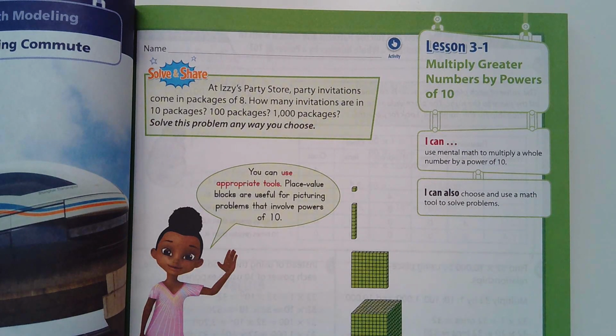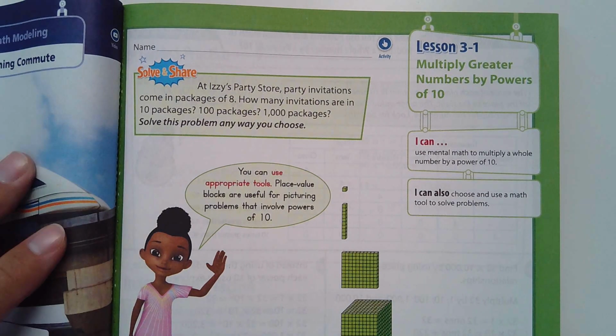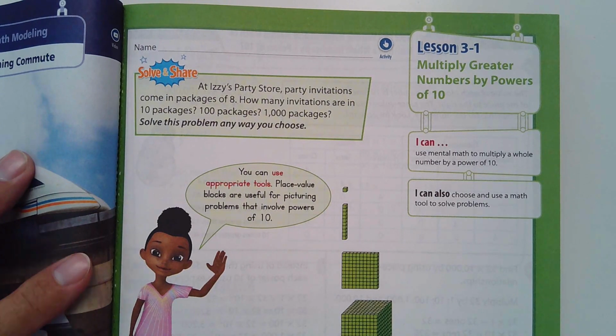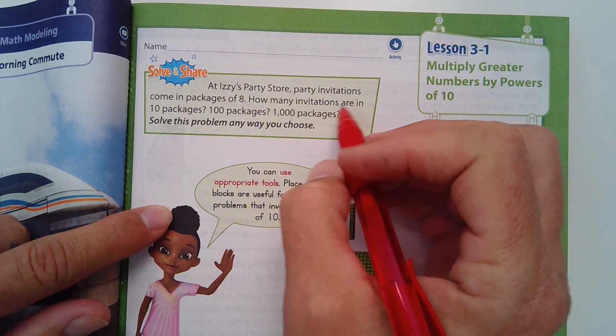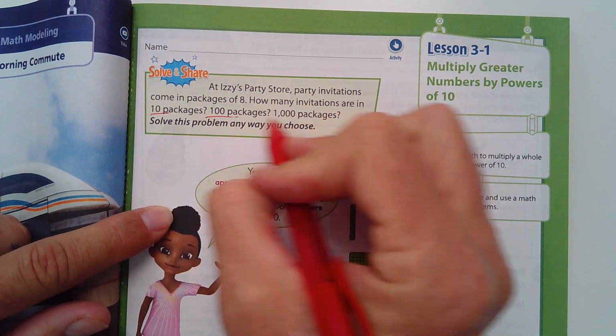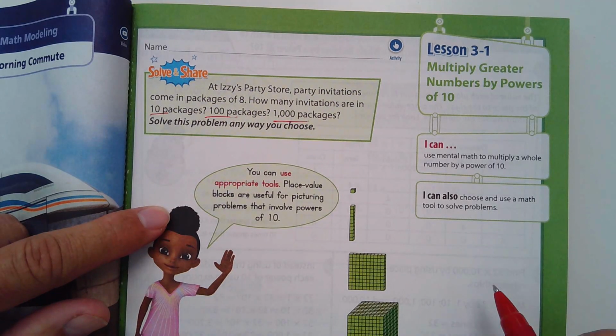Graders, starting chapter 3. This is page 81. All right. Izzy's party store. Party invitations come in packages of 8. How many invitations are in 10 packages? 100 packages? 1,000 packages? Solve this problem any way you choose.